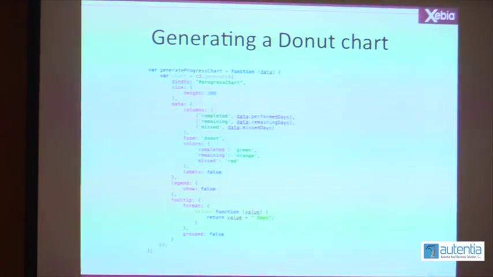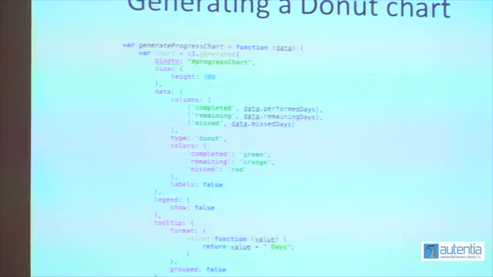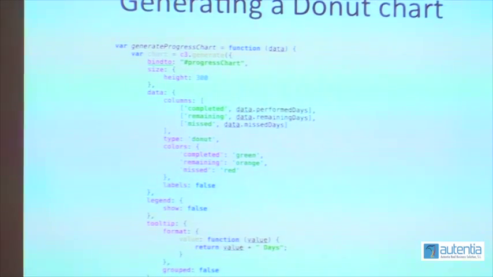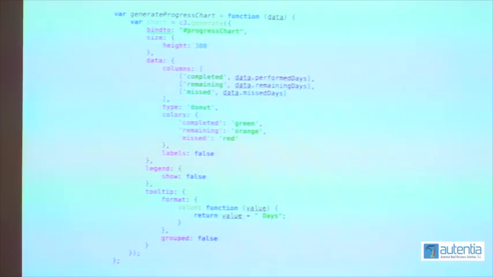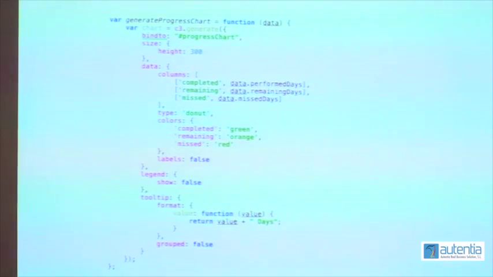You just do c3.generate, provide the type of chart you want to create, provide the div ID where you want to create it, and provide the data. That's what it needs. It does not need anything else. Otherwise, you have to do d3.select and do all those things. Now you don't need to do anything. So it's a very good API if you have to work with C3.